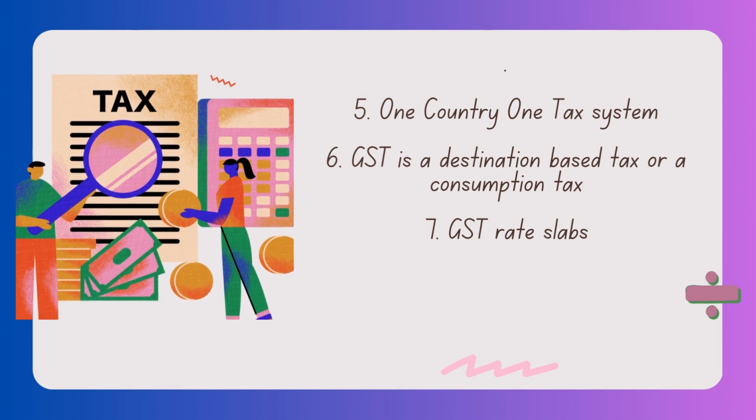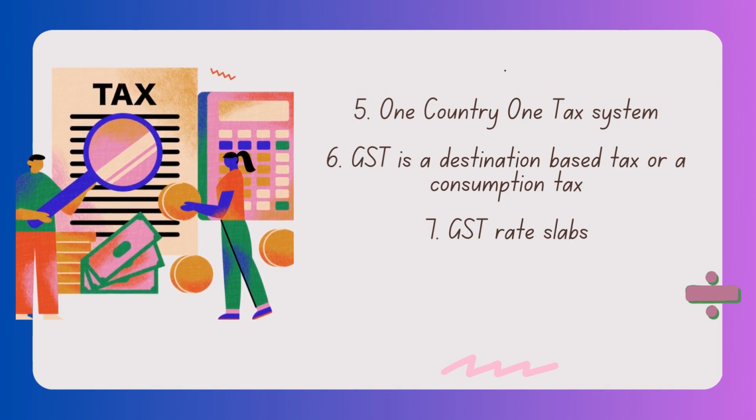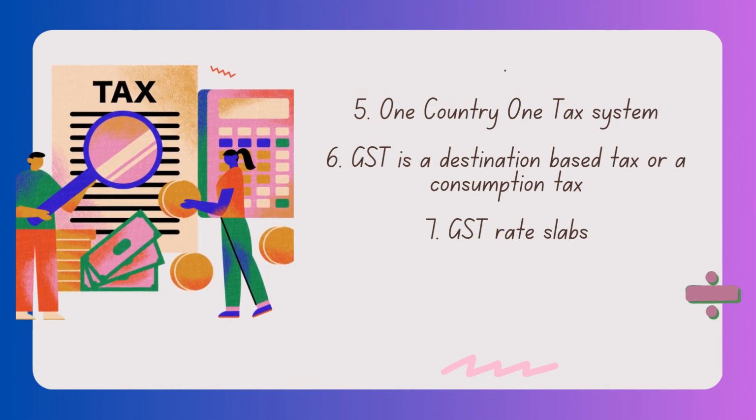The one country, one tax system. This is a uniform GST rate on any particular goods or services across all the states and union territories of India. Assam was the first state to implement GST, while Jammu and Kashmir was the last.